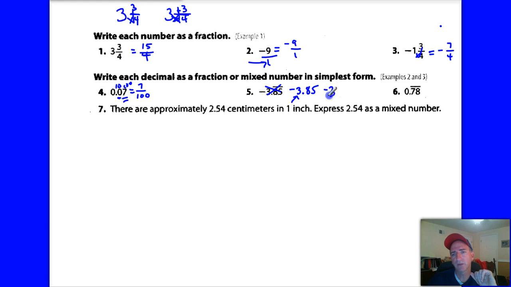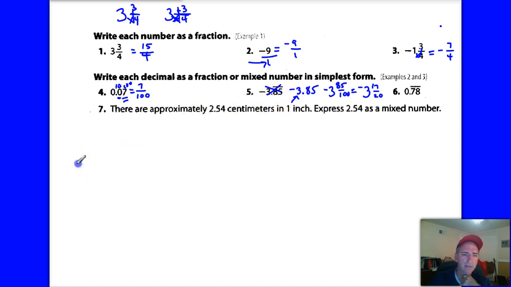So it's -3 wholes, but you have 85/100ths. 85/100, which you have to reduce 85/100ths by dividing out the factor of 5. 5 goes into both of those, so that reduces down to -3, and I wrote it down over here, and 17/20. Now you might be wondering, where did I do that?